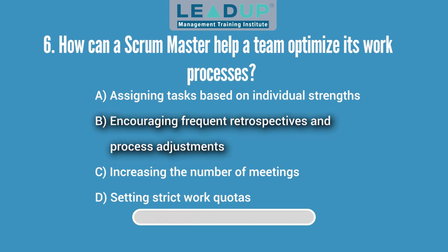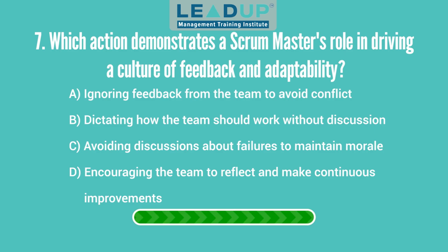Answer: encouraging frequent retrospectives and process adjustments. Question 7. Which action demonstrates a Scrum Master's role in driving a culture of feedback and adaptability? A. Ignoring feedback from the team to avoid conflict. B. Dictating how the team should work without discussion. C. Avoiding discussions about failures to maintain morale. And D. Encouraging the team to reflect and make continuous improvements.